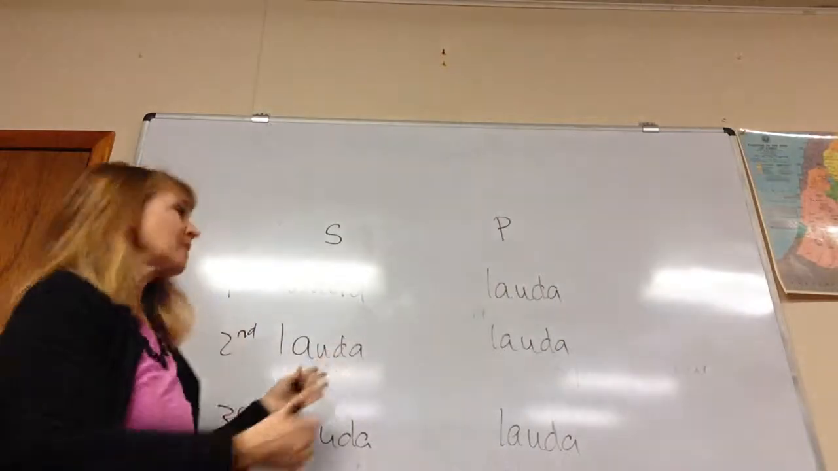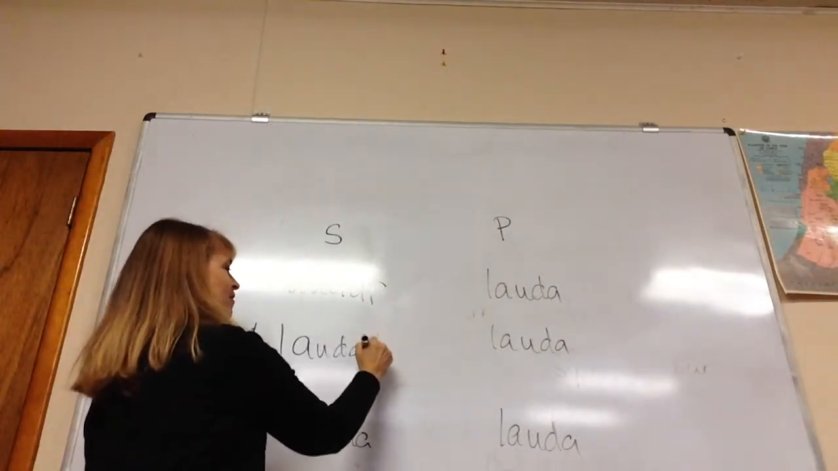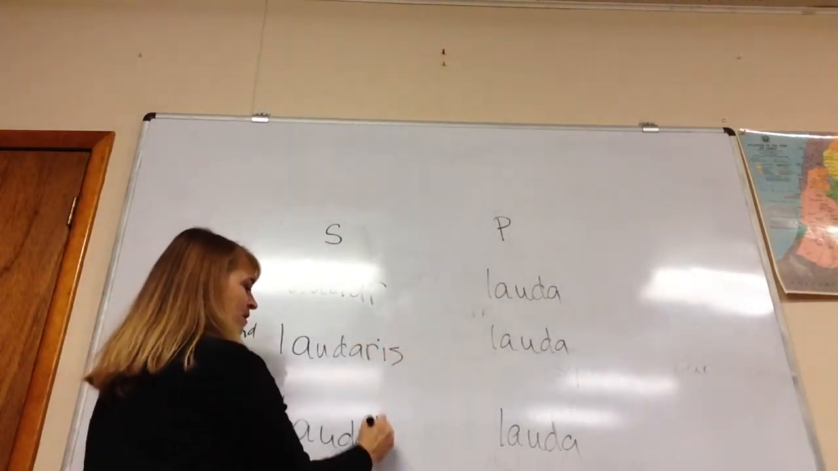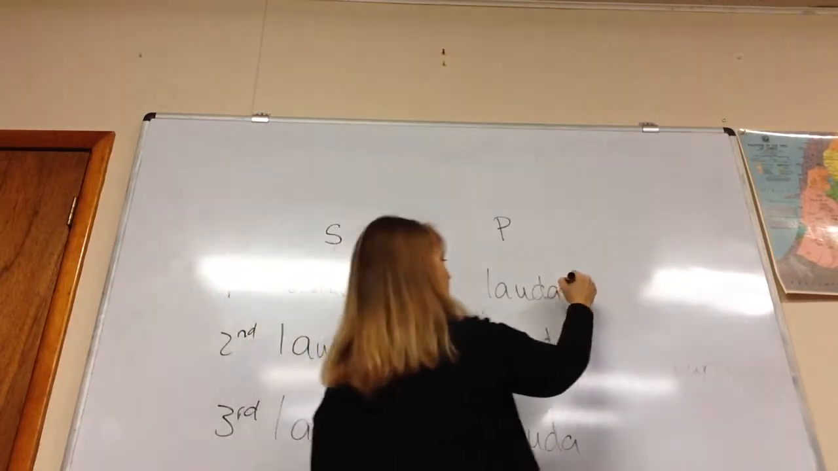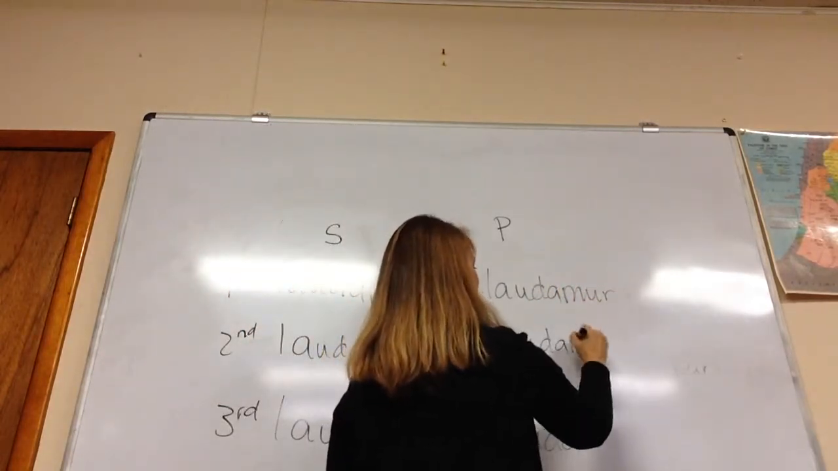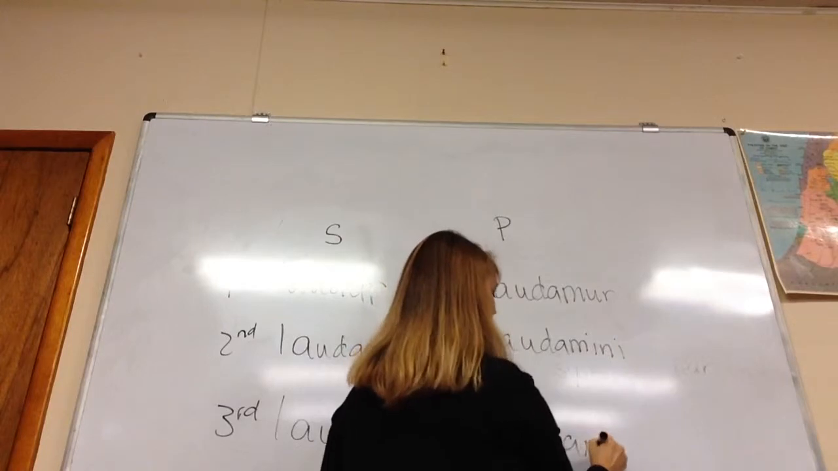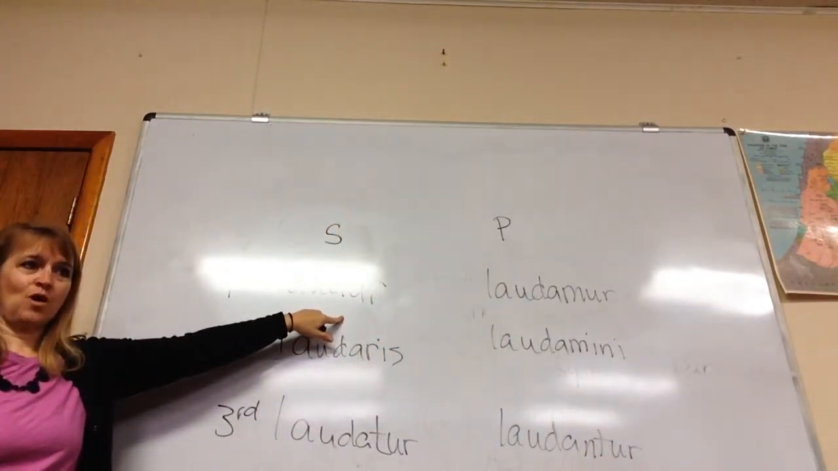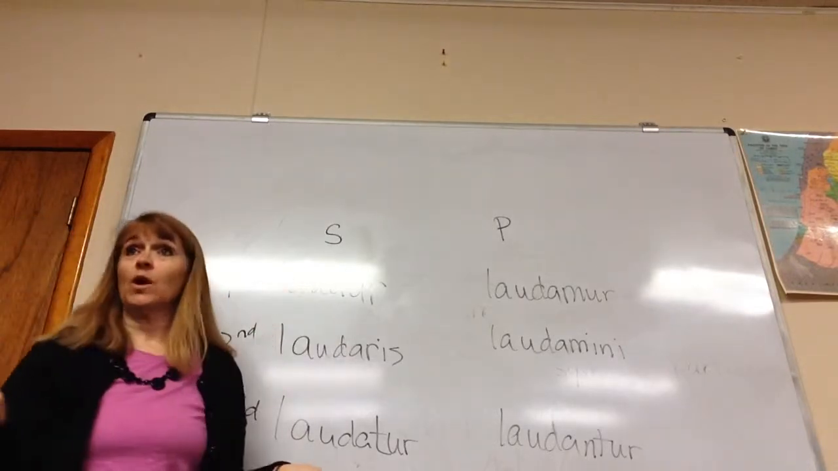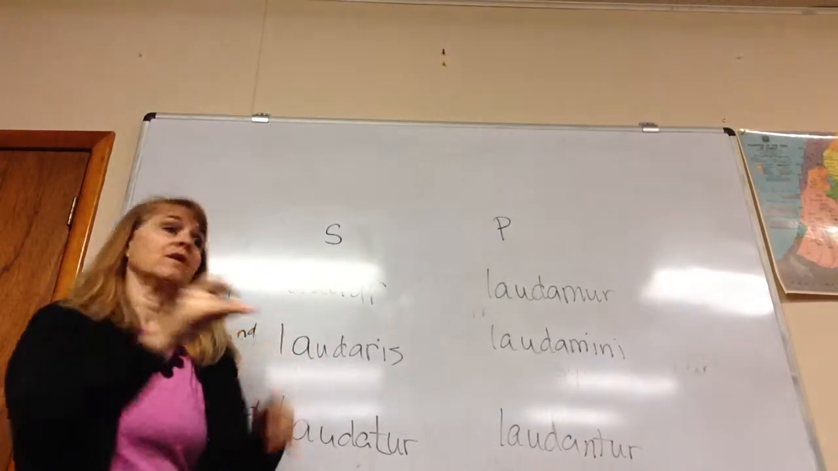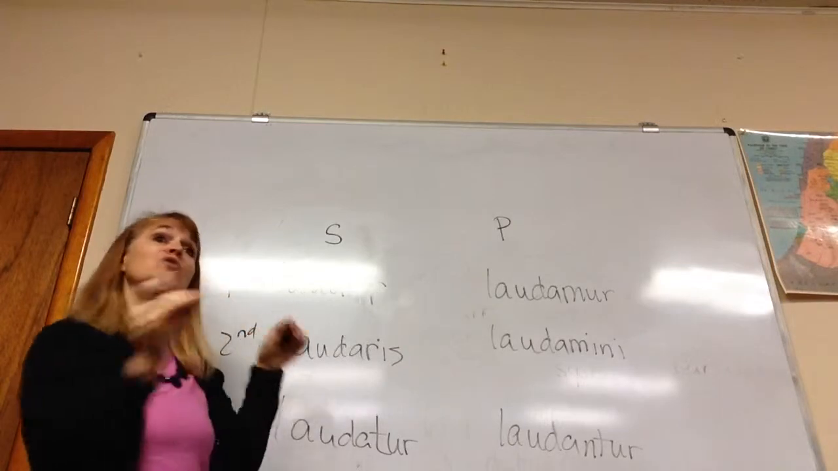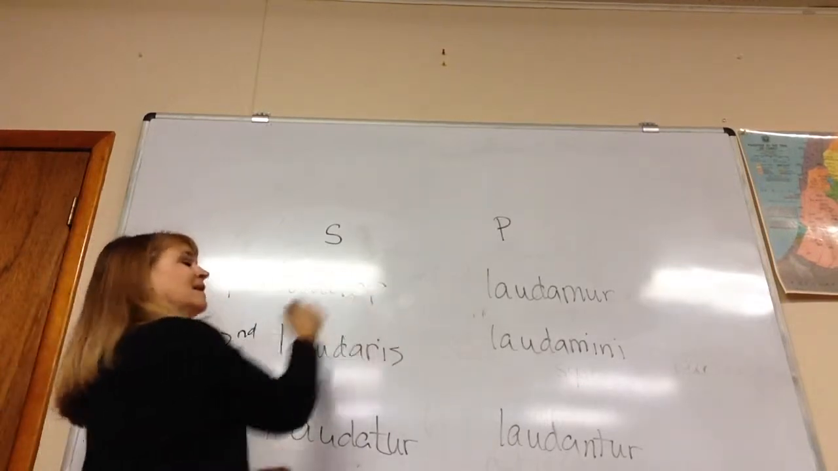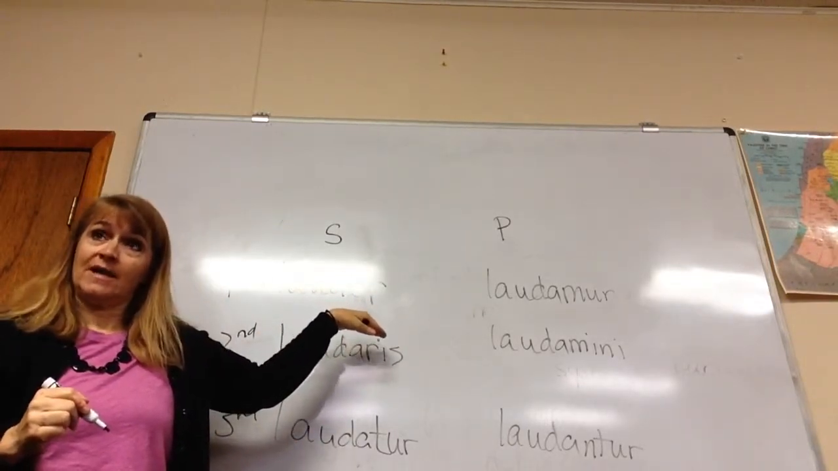Okay? So what are our passive personal endings? We've got our stem, then or, ris, tur, mur, mini, and ntur. This isn't right, is it? It's or, yeah. So sometimes it's ar or it's or. And like we know, laudo is going to be laudor. Okay, does that make sense?